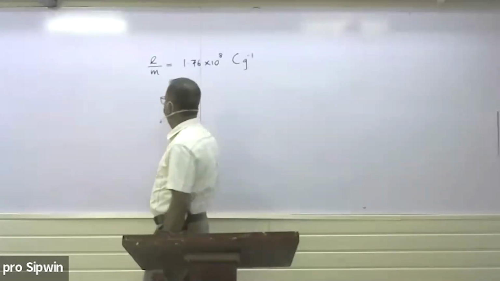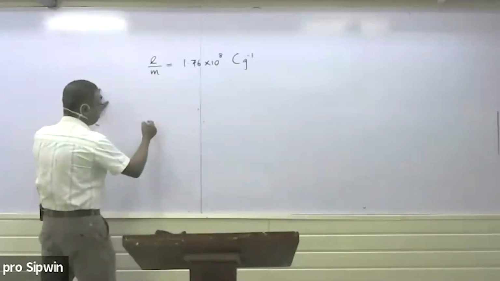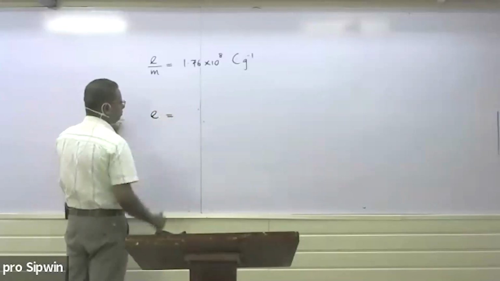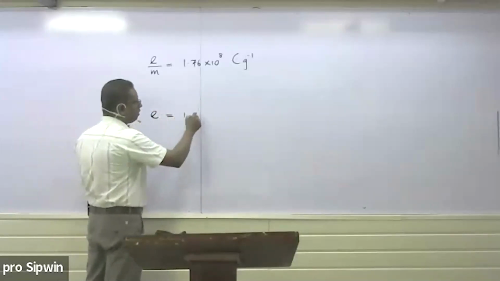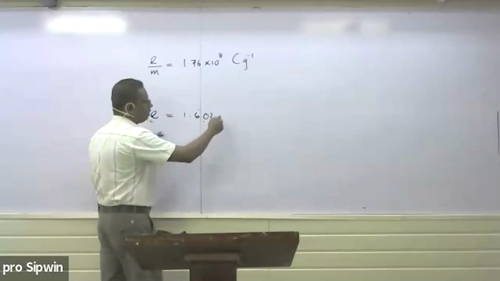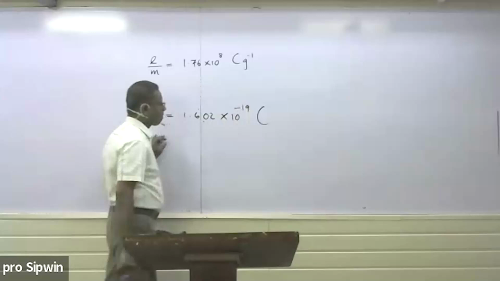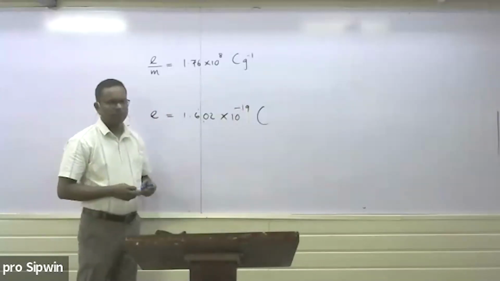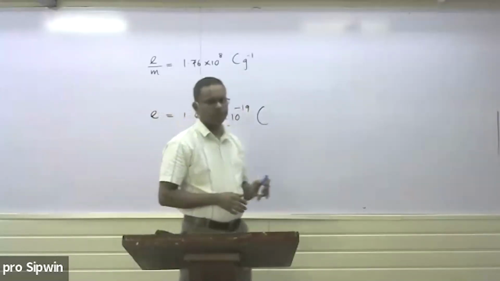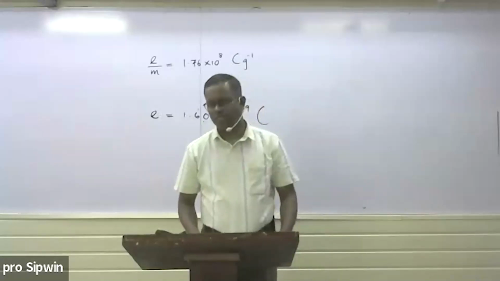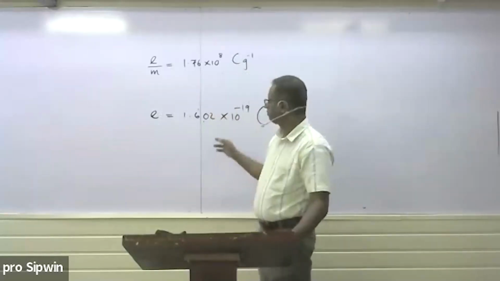Next line. Charge of electron, E, equals 1.602 × 10 to the power minus 19 coulombs.